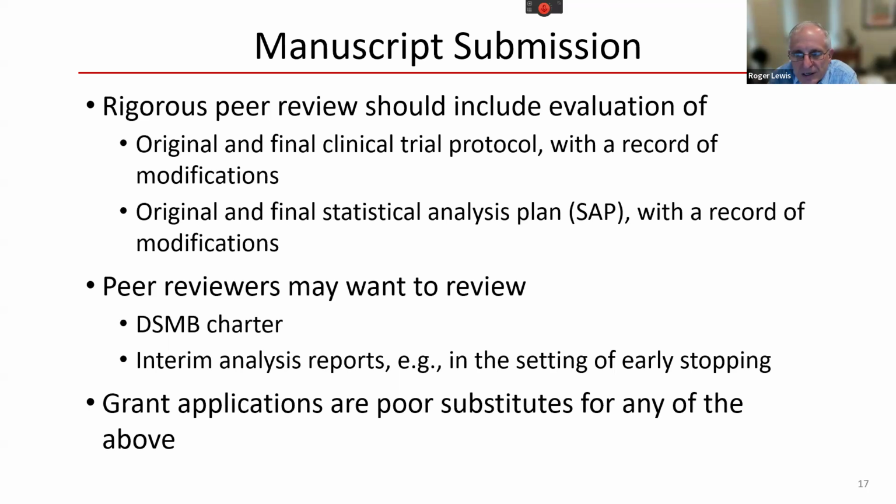So in industry, the importance of the hygiene of these documents is well understood, especially if industry is conducting a trial that may create data that they wish to submit to a regulatory agency, whether it's the FDA or the European equivalent.